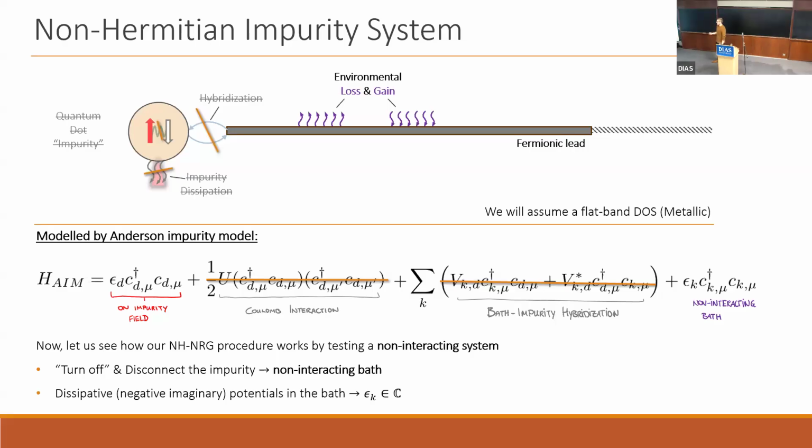And now I'm going to introduce some dissipative potentials on the bath. So what you're basically left with is a tight binding chain with a bunch of imaginary potentials. So it's a non-interacting, non-Hermitian system that we can solve exactly. And we can also solve with energy. It just allows us to give a comparison for energy with something that we know exactly the solution to.